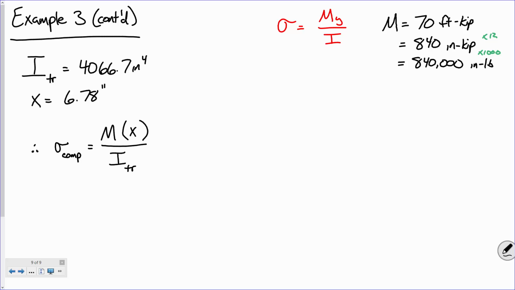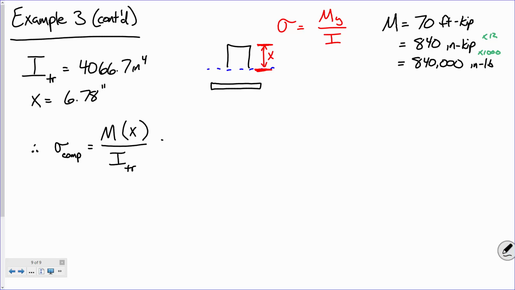Remember, here's what the shape looked like. I'm asking for this distance right here, the distance from the centroid of the whole thing to the worst compression fiber. But we already defined that earlier. We defined that as X, right? So I propose to you to calculate the compressive stress, the worst case is just M times X divided by that. Does that make sense? Okay.